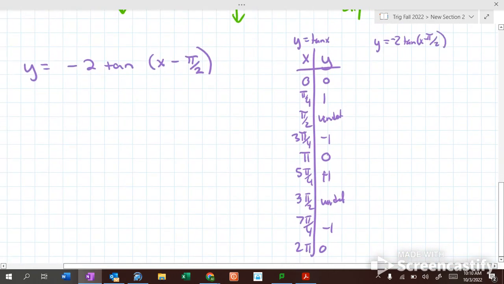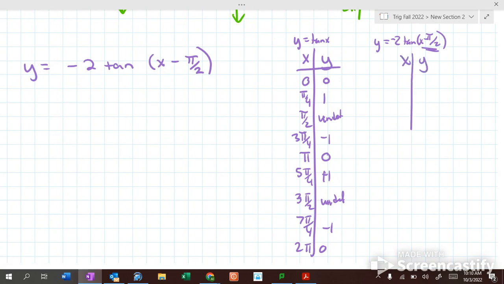Now, what does x minus pi over 2 do to the graph? Moves everything to the right, pi over 2. So this point that was at 0 is now at pi over 2. So that's where we're going to start. And then what does the -2 do to it? Multiplies the y value by -2. What's 0 times -2? 0. So I'm going to start at pi over 2, 0, because I moved everything to the right, pi over 2.